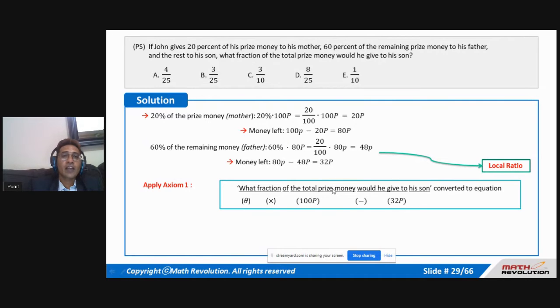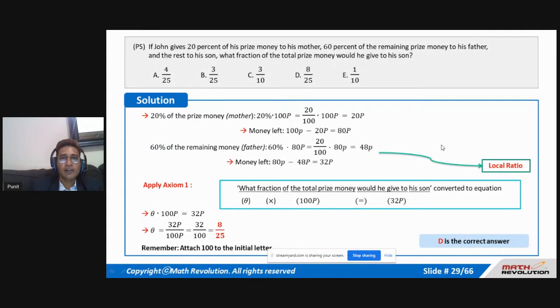But we need to find the fraction out of total. So theta becomes 32p over 100. P gets cancelled, we get 32 over 100. It is a fraction that can still be simplified to get the answer as 8 over 25. So Deepak, Rohit, Tushar, Sukanya, Arpit, and Shruti all are correct. So the final answer goes as 8 over 25. D is the correct answer.